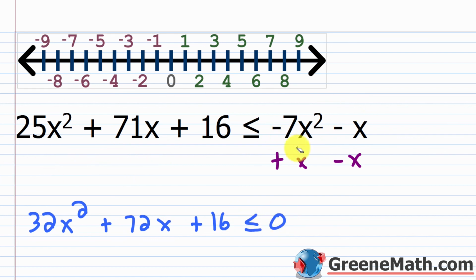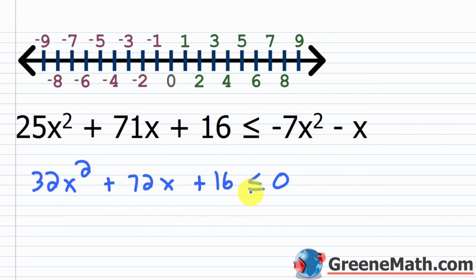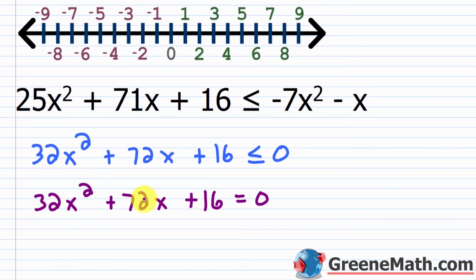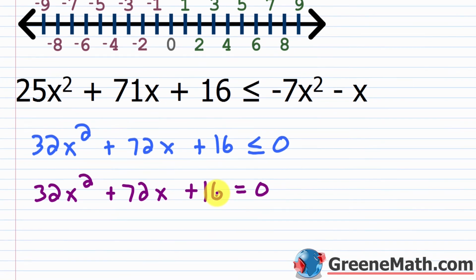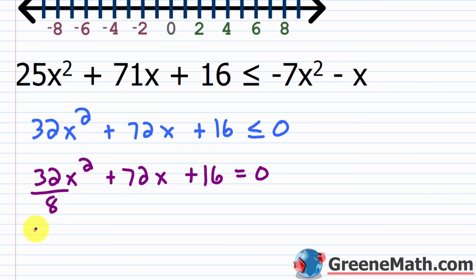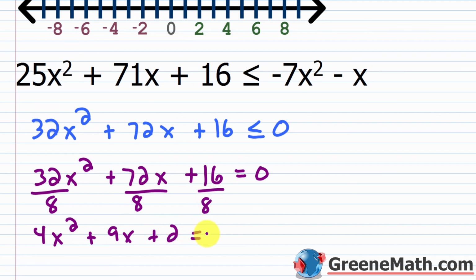Let's erase this, and we'll just slide this up. Okay, so let's replace the inequality symbol with equals and solve that equation. So we're going to have 32x squared plus 72x plus 16 is equal to 0. Now each number in this equation, the 32, the 72, and the 16, are each divisible by 8. So 32 divided by 8 is 4, so this would be 4x squared. 72 divided by 8 is 9, so plus 9x. 16 divided by 8 is 2, so plus 2, and this equals 0, right? Obviously 0 divided by 8 is still 0.